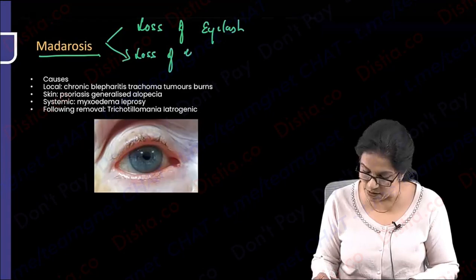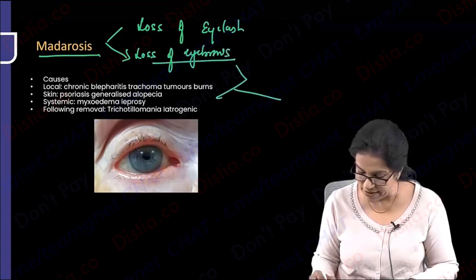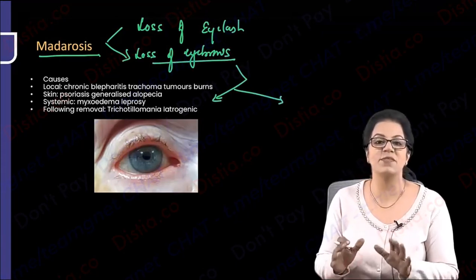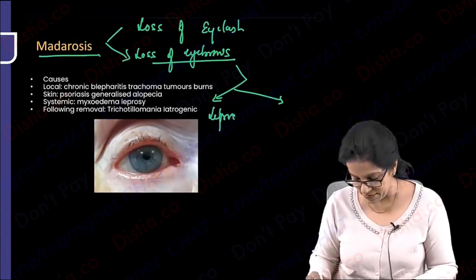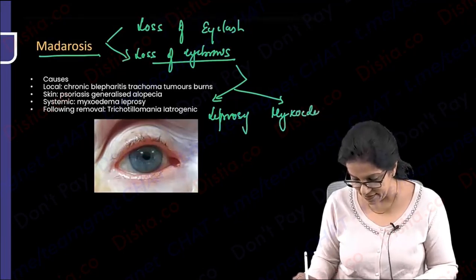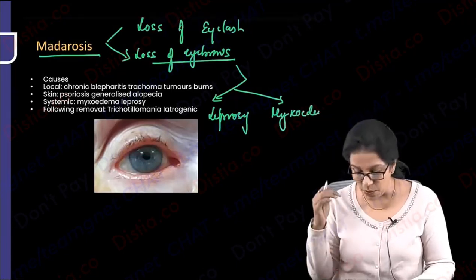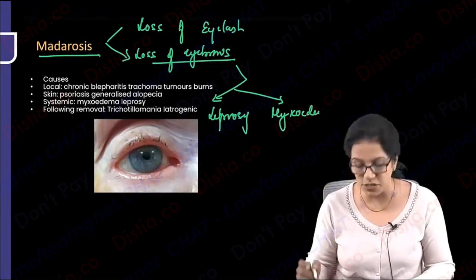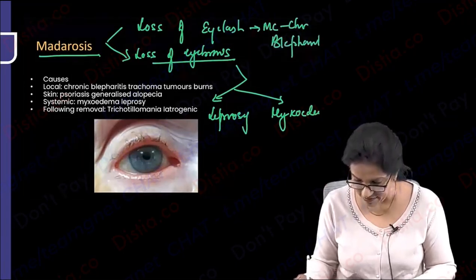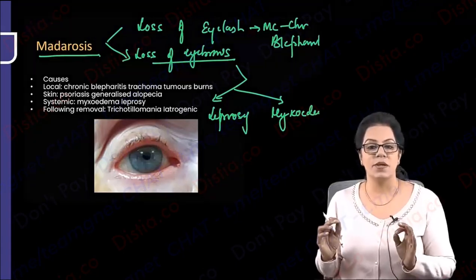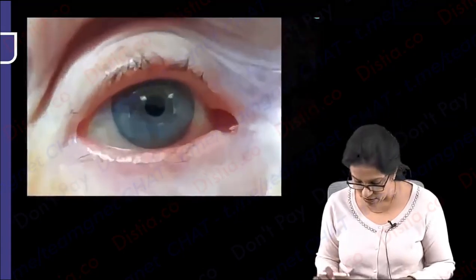For loss of eyebrow, the causes we will learn are the systemic causes. Please learn and write it. Don't go by what is printed there. First we will write the important things. So, leprosy and myxedema. Leprosy and myxedema. Now we talk about loss of eyelash. Most common cause, if they ask you, is chronic blepharitis. Now once you know these important points, so this is loss of eyelash.